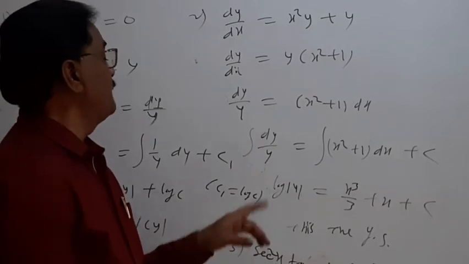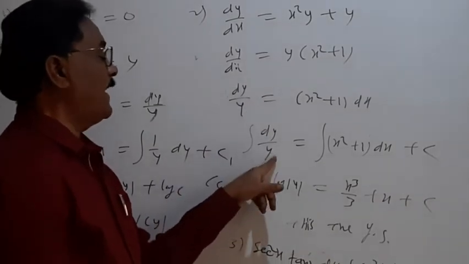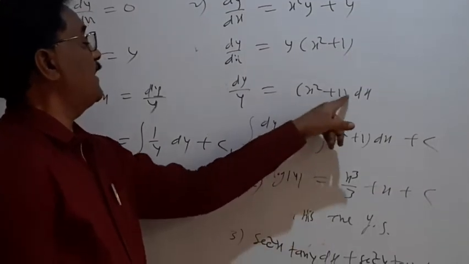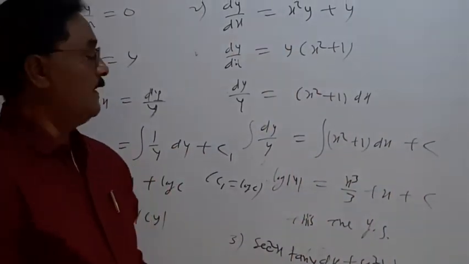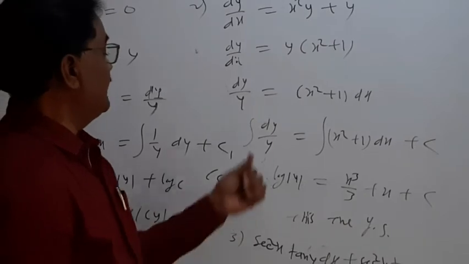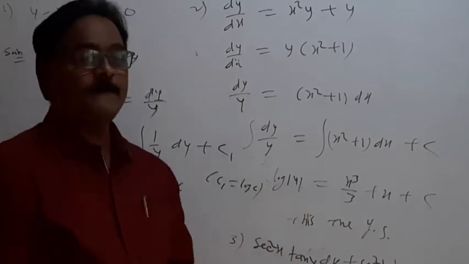Integrating both sides, integration of 1 by y dy is equal to integration of x square plus 1 dx plus constant c. Then the integration of 1 by y is log y.